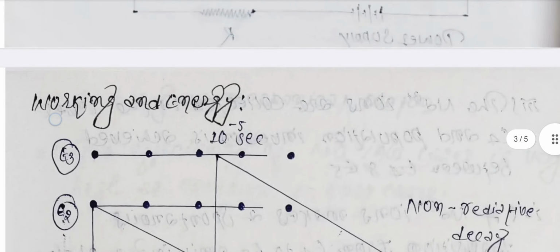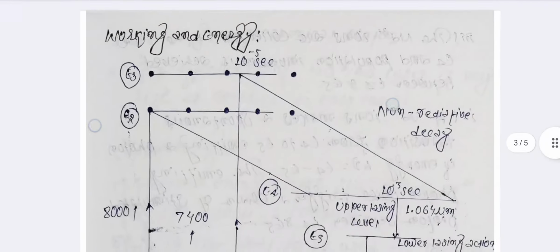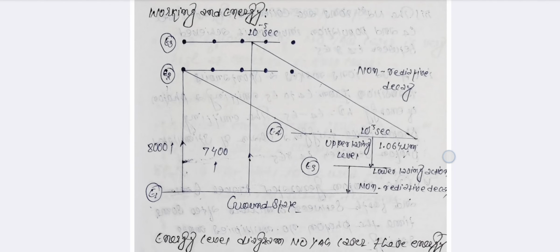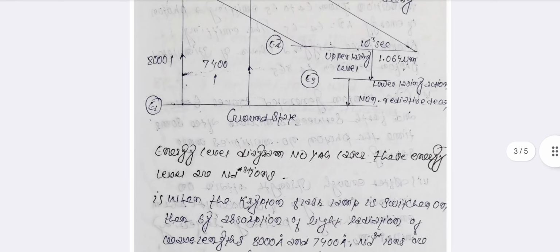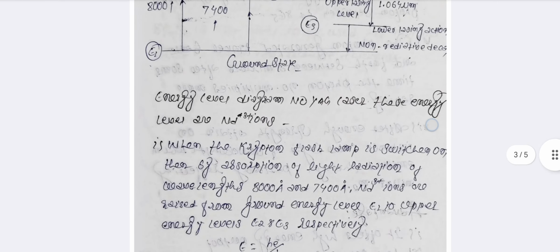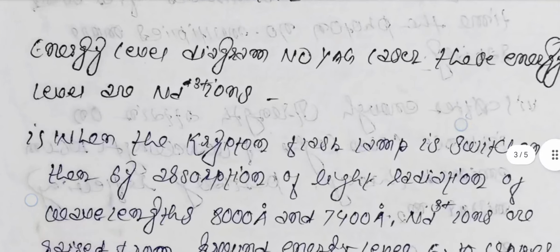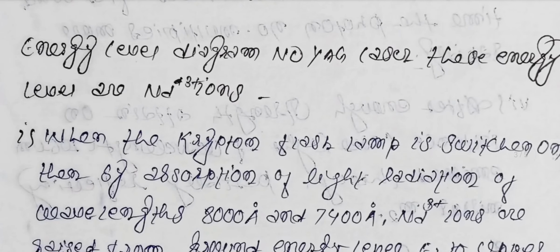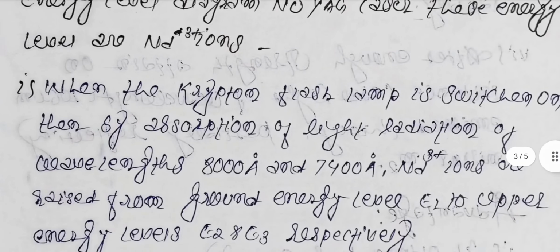This is the working and energy diagram, friends. This is the most important figure. You can draw the levels E1, E2, E3, E4, and E5, with non-radiative decay, the ground state, and lower lasing action with non-radiative decay. Now, friends, this is the energy level diagram of the Nd:YAG laser. These energy levels are of Nd3+ ions.